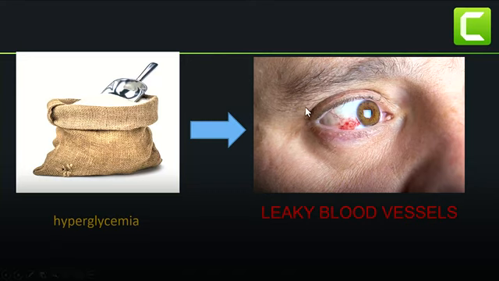On the right hand side of the slide, you see tiny blood vessels in the white part of the eye, which merges into this bloody patch because the blood vessels are leaking. Imagine this happening in the retina. This is what diabetic retinopathy is about.